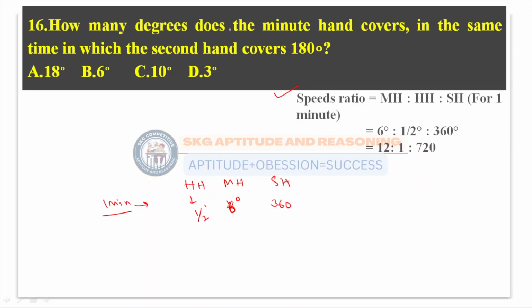But in our question, what is being asked? How many degrees the minutes hand covers in the same time? So we need to consider only the minutes and seconds hands. The minutes and seconds hands are in a 1 to 60 ratio. The seconds hand is given as 180 degrees. It means 60 parts is 180 degrees, so one part will be equal to 3 degrees. So the minutes hand will rotate 3 degrees when the seconds hand covers 180 degrees in the same time. This is the easiest way to solve the question here. Let us go for the next question.